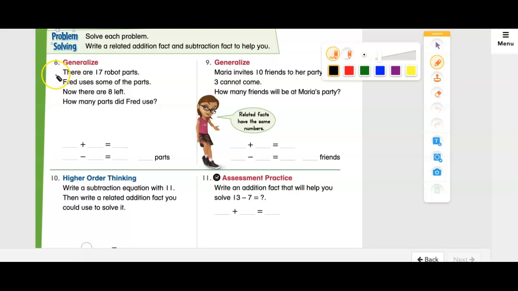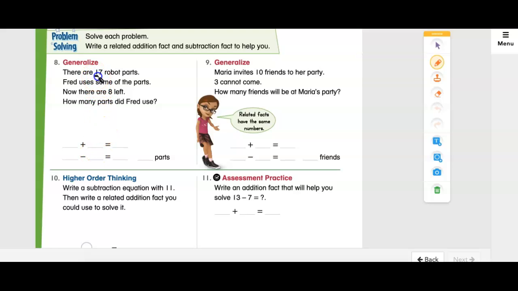So number 8 says, there are 17 robot parts. Fred uses some of the parts. Now there are 8 left. How many parts did Fred use? So it wants us to write an addition and a subtraction problem.